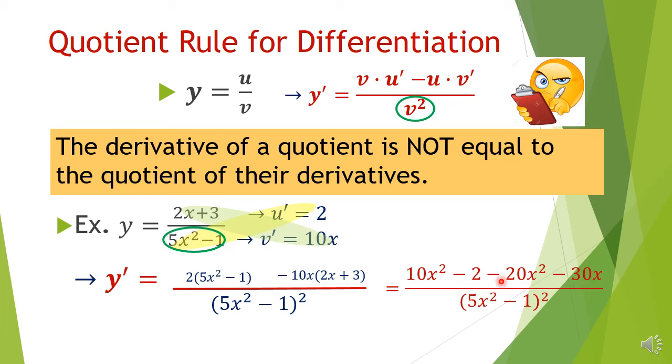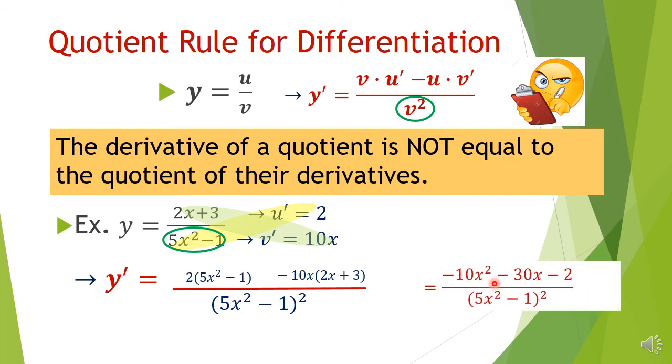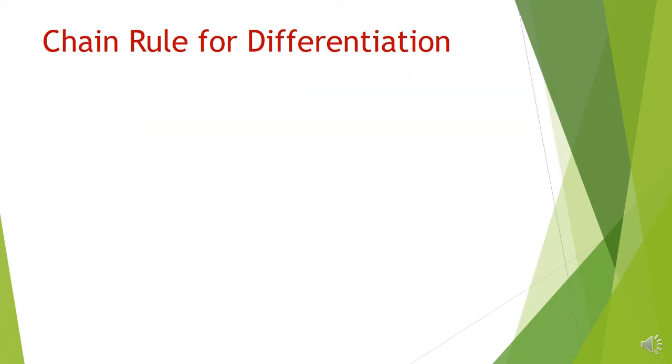Again, we can simplify this numerator by combining the 10x squared minus 20x squared. So that will be negative 10x squared minus 30x minus 2 all over the square of the binomial 5x squared minus 1. Yan.